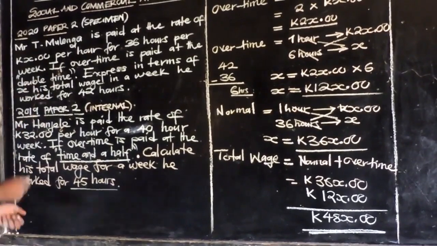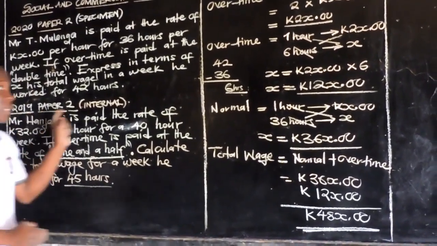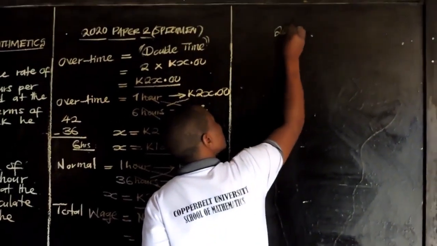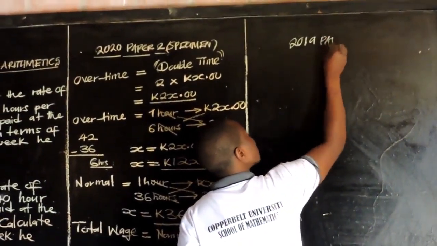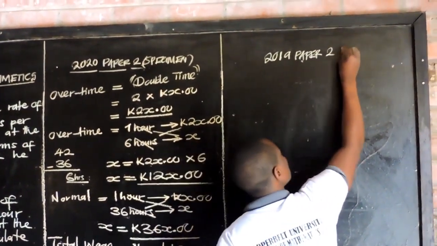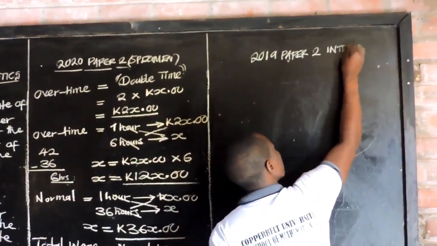So let us answer. I'm going to answer it from that side. So this is 2019 paper 2. Yes. This is internal candidate.